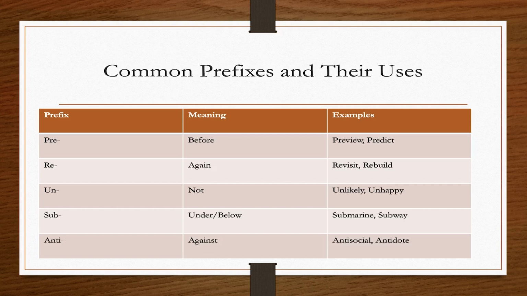Now the task for you is to stop the video here and think of at least 5 prefixes and their uses. Though I know most of you know what prefixes are, just to facilitate things, I've given you a list of 5 prefixes. What I want you to do right now, like I said, pause this video here, think and write 5 prefixes and their meaning along with some examples.